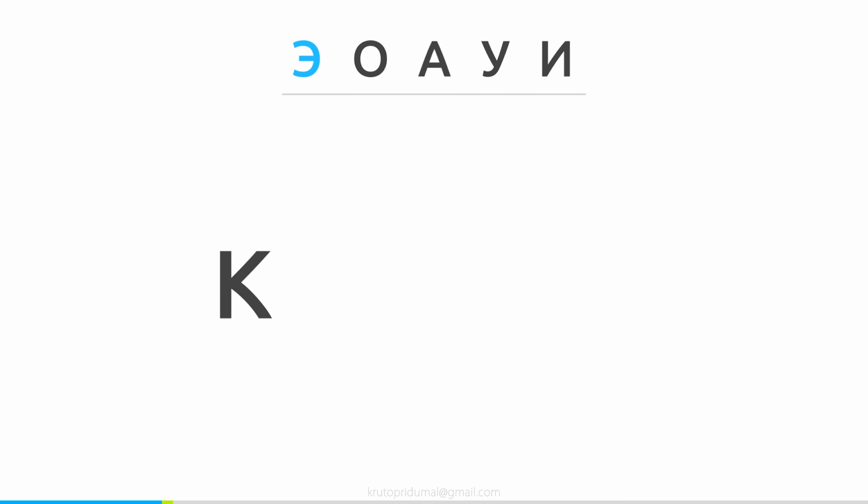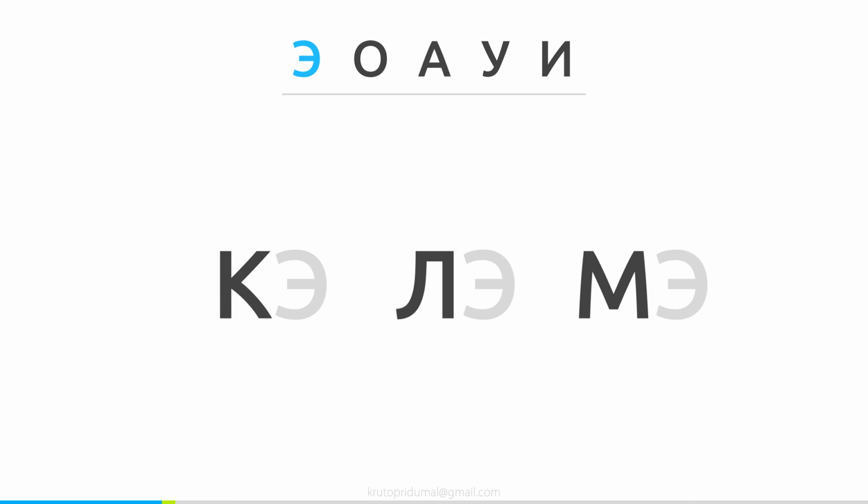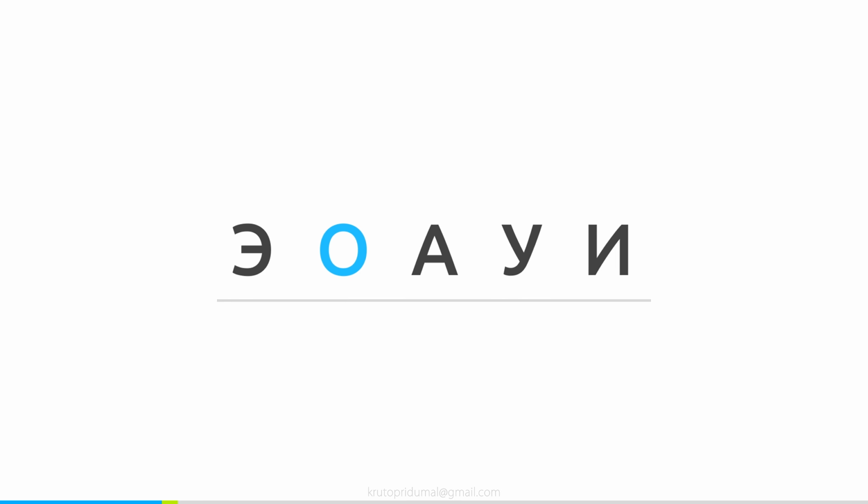That's what we have at the end of every consonant, right? Ke, le, me, it's э. Nothing to talk about, really. The next one is O, but it sounds like O only half of the time. The other half of the time it sounds like A, like this one. We'll get back to it in a moment.